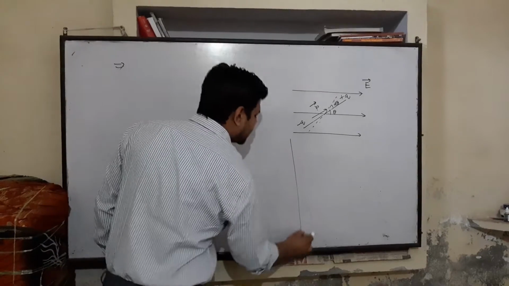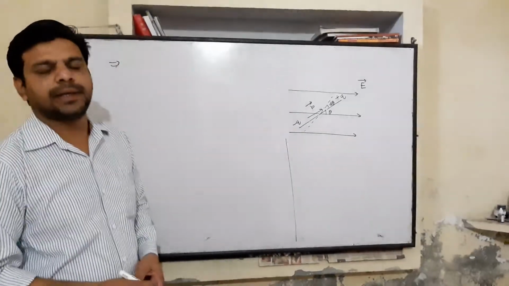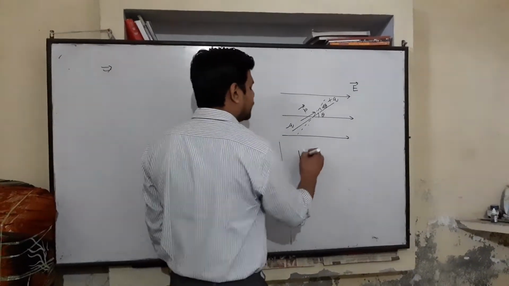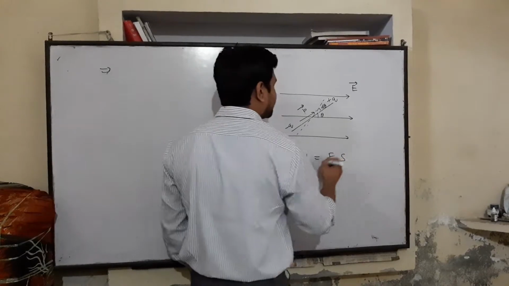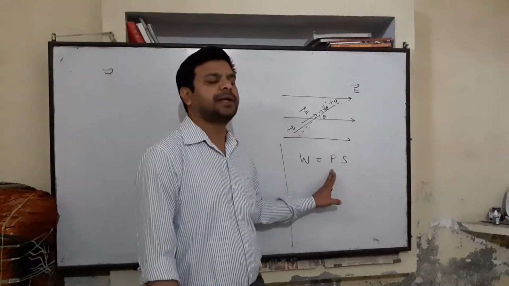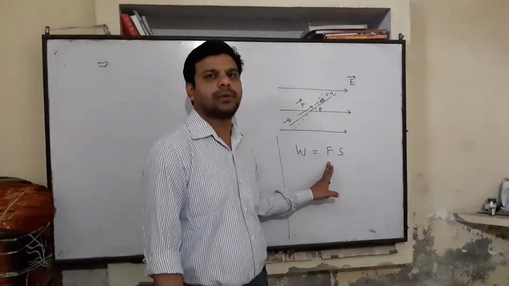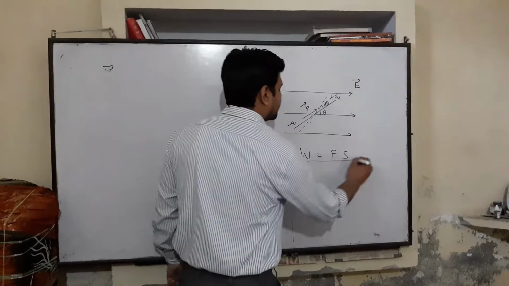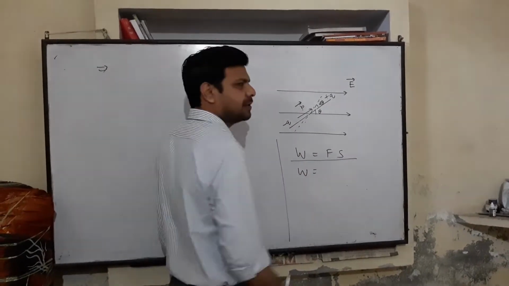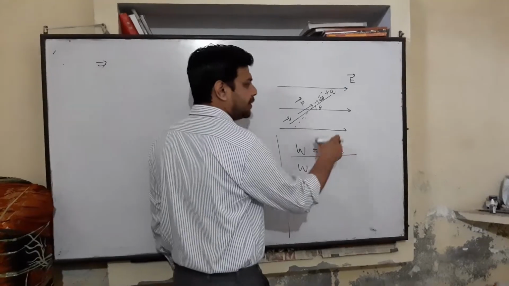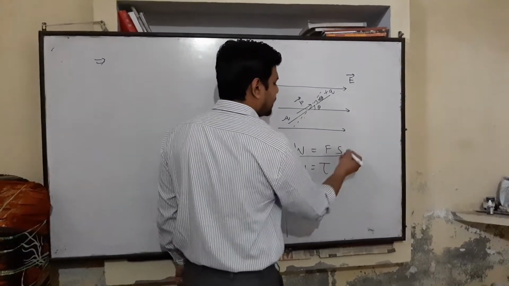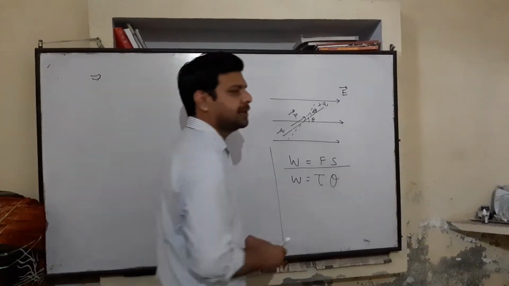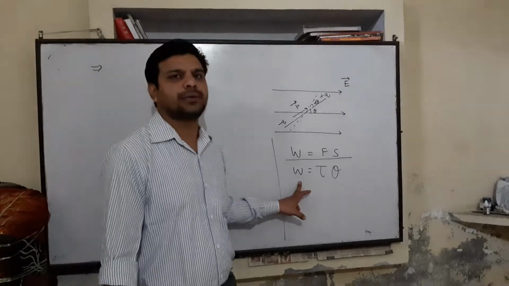What is the formula for work done? As you have studied in class 11th, the formula for work done in straight line motion is W equal to F into S, force into displacement in the direction of force. But in rotational motion, the formula for work done will be W equal to tau into theta. The analogy for F in rotational motion is torque, and for S, which is linear displacement, here it is angular displacement. This is the formula for work done in rotational motion.